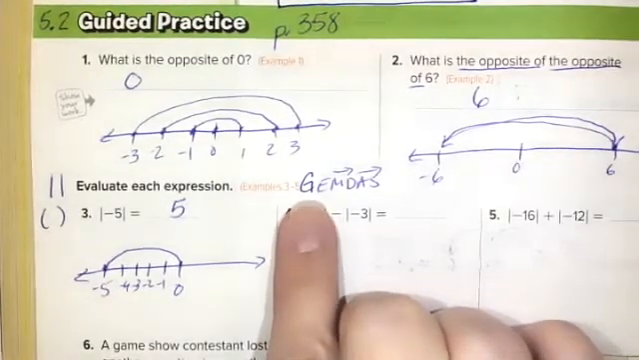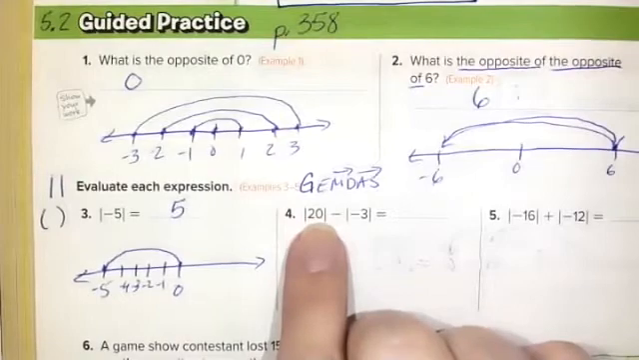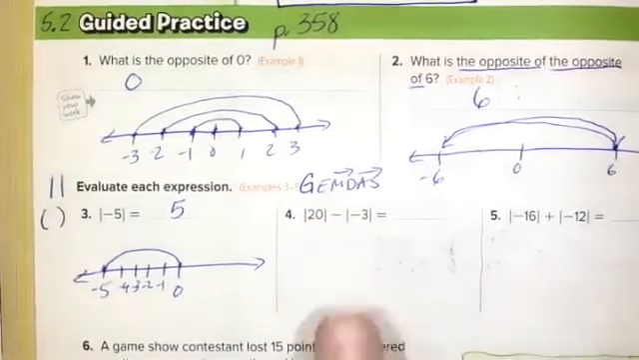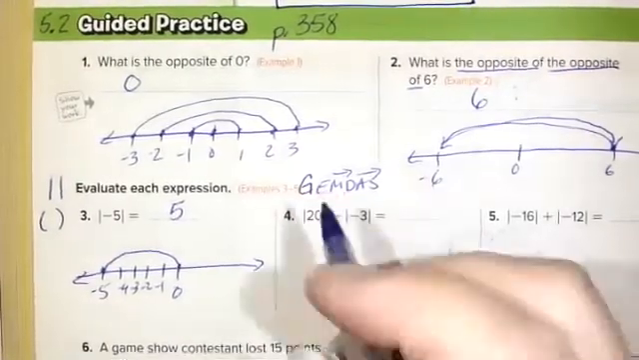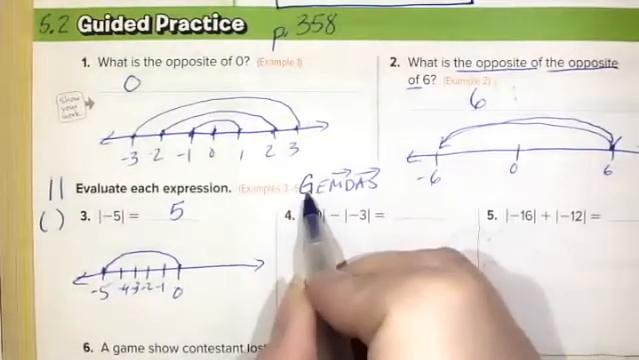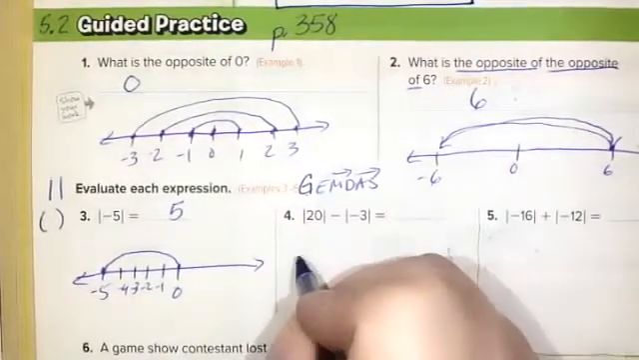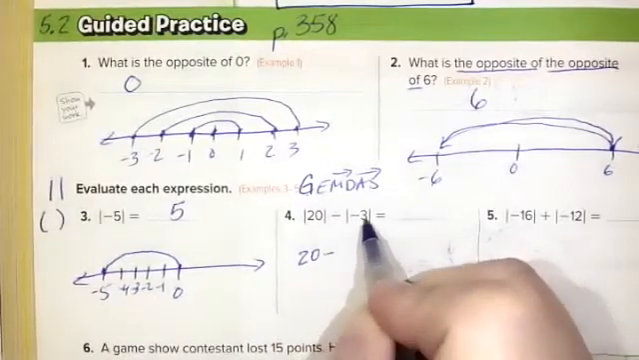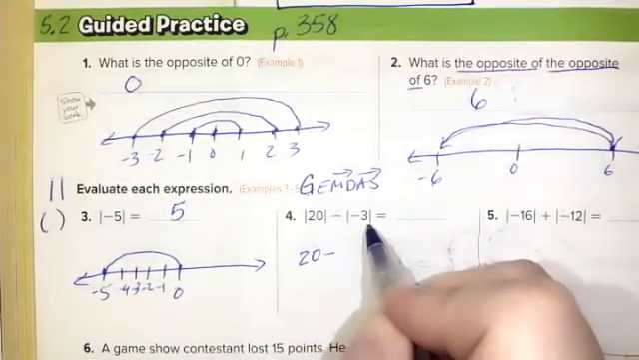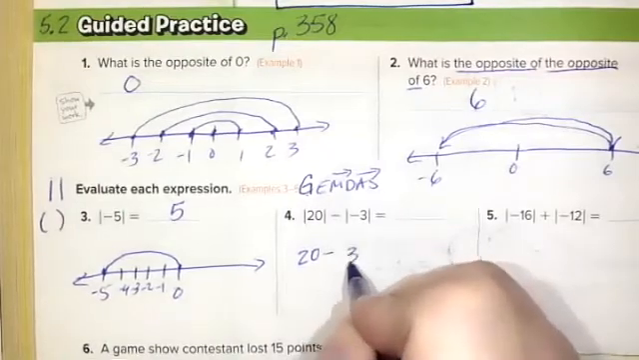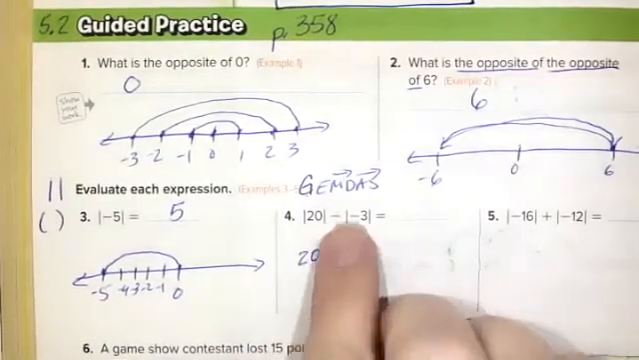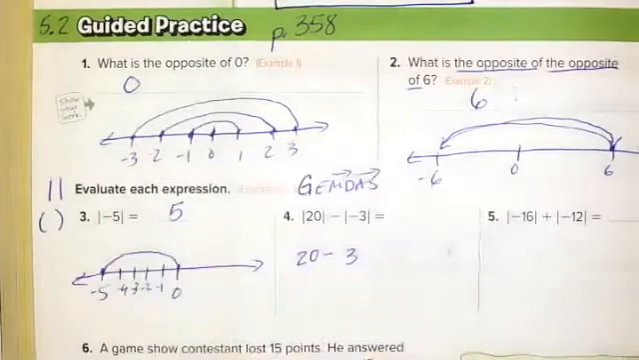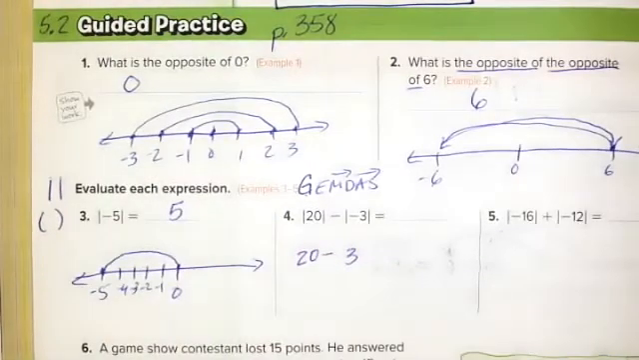Okay, so we always need to simplify within the absolute value bars first. Then we can do the rest of our order of operations. So we need to do the absolute value first. The absolute value of 20 is 20. Bring down your minus sign. The absolute value of -3, well, how far away from 0 is -3? 3. Okay, don't get confused. Absolute value is different than opposite. Absolute value just means absolutely how far away is it from 0.